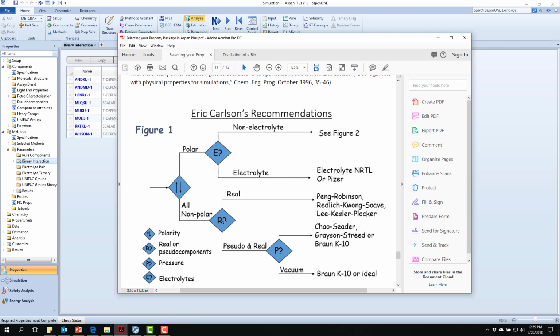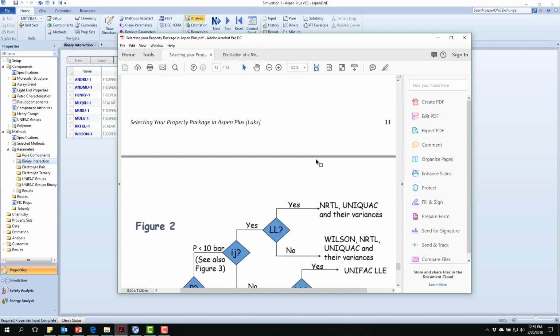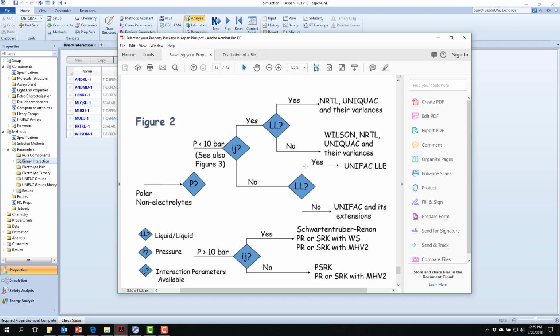Notice this refers you to figure two. This one asks whether or not you have real components or pseudo components. If you have pseudo components, even if there are also real components, then you need to take this path. And they make recommendations or they send you on to another figure. So this is figure two. So this was for the non-electrolytes. The next question is whether or not your pressure is less than 10 bar or greater than 10 bar. And then whether or not you have interaction parameters, if you have that data available to you, and it makes recommendations based on those. For lower pressures, there's been more studies, and so we have more options available. If you're going to have a liquid-liquid system, then you need to make a choice based on that.